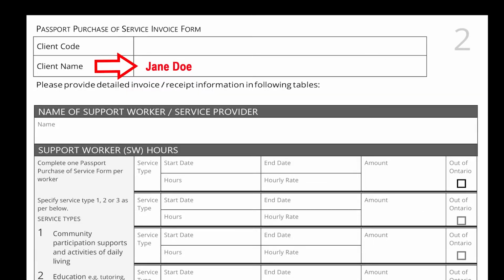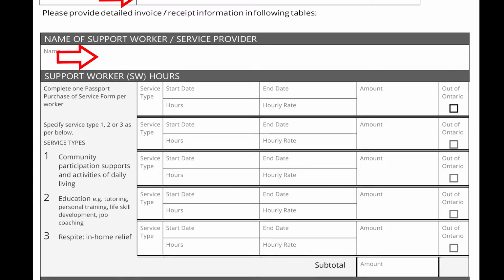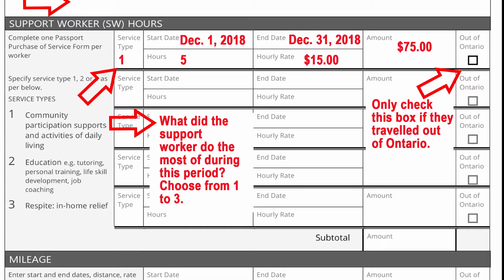So what you would do, again, client code will be blank for now. You will write in the client's name. You will write the name of the support worker, and then you're going to record the hours. It asks for start date and end date. You can do this monthly. So December 1st to December 31st, 2018. You would write the total number of hours worked within that month period and what hourly rate that would be. You would times the hours by the hourly rate and add in the amount.